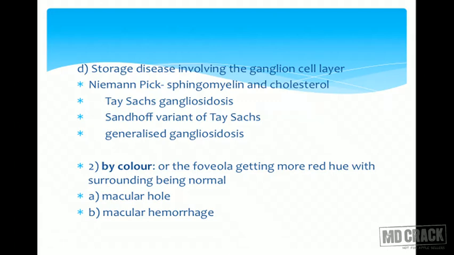As far as the color changes are concerned, the foveola gets a more red hue compared to the surrounding, as compared to normal, in cases of macular hole and in cases of a macular hemorrhage. In these cases, because of the increase in the contrast as a result of a hemorrhagic spot, and the surrounding retina being normal, the macula appears red.